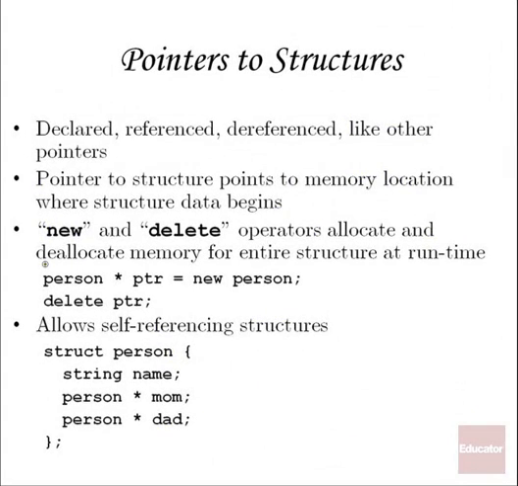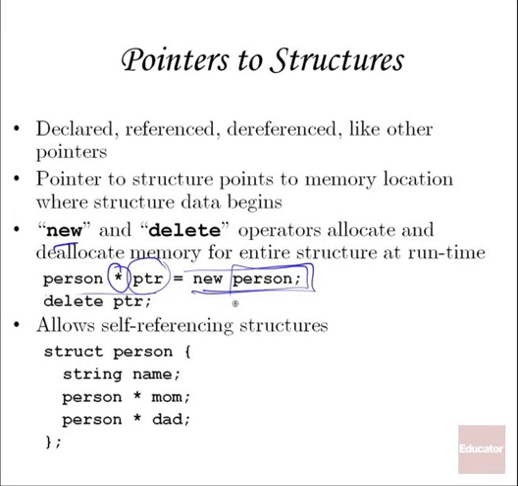Now we have pointers to structures. It's like any other type of pointer. We declare it with the asterisk that says this is a pointer to a person, and we have the new operator to get a new one. So the program will go out to the heap, grab enough memory to fit one person, and then this pointer is now pointing to where that memory is.